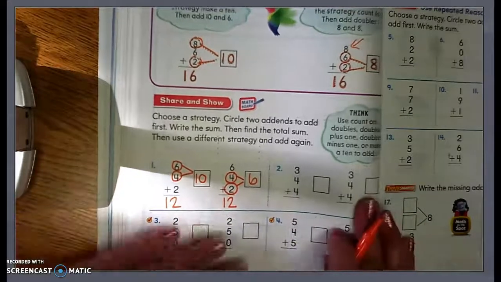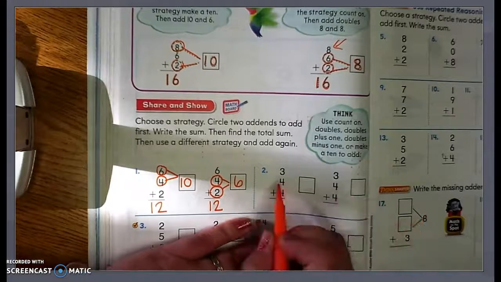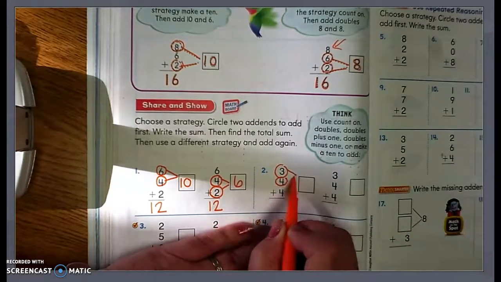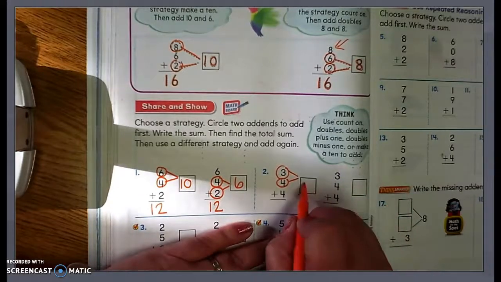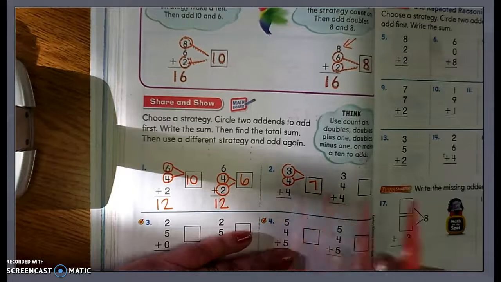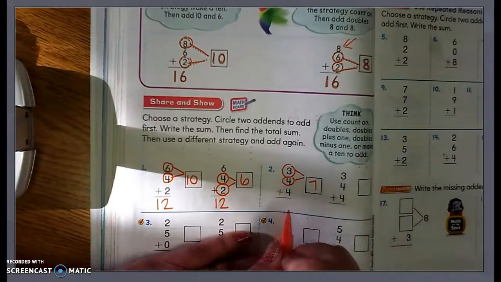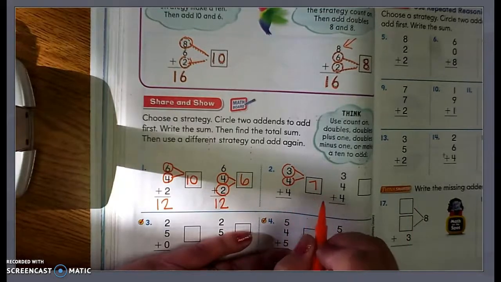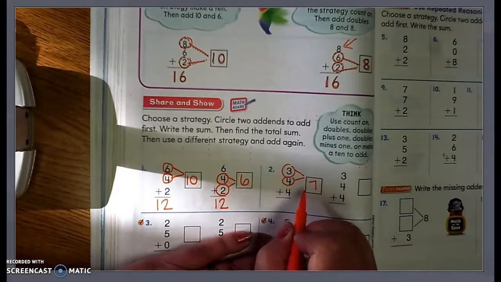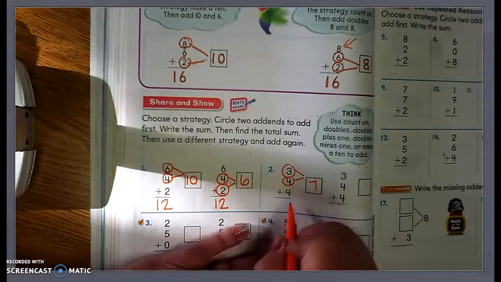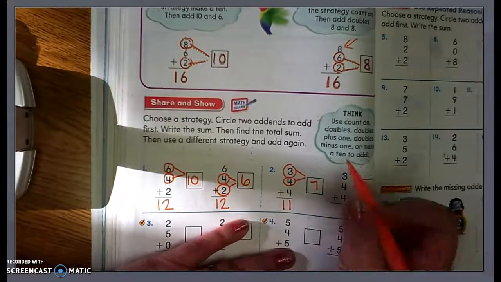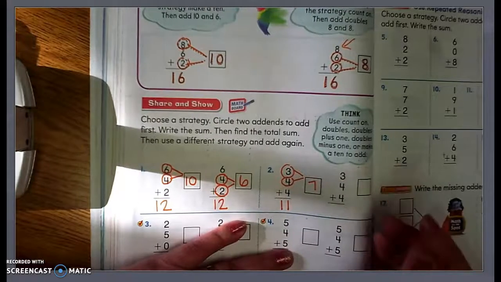All right, I'm going to do one more with you, and then the rest you will do on your own, okay? So we have 3 plus 4. So 3 plus 4, that equals 7. So if I have 7, and we're going to count on from 7. So I'm going to have 7, 8, 9, 10, 11. I counted 4 more numbers. So 7 plus 4 equals 11. Again, you can draw a quick picture if that helps you.